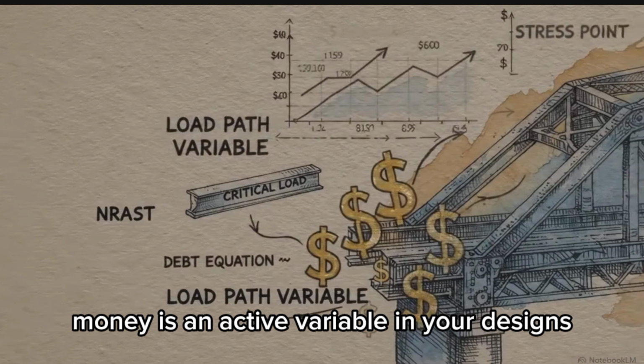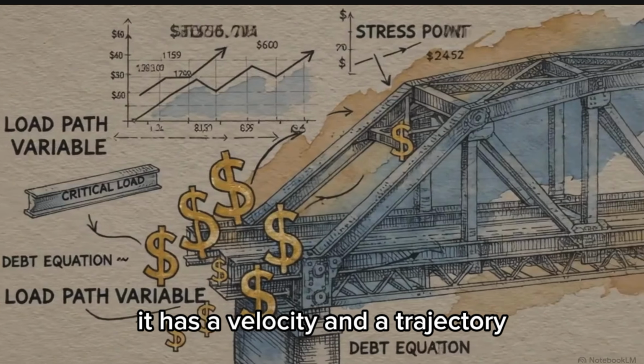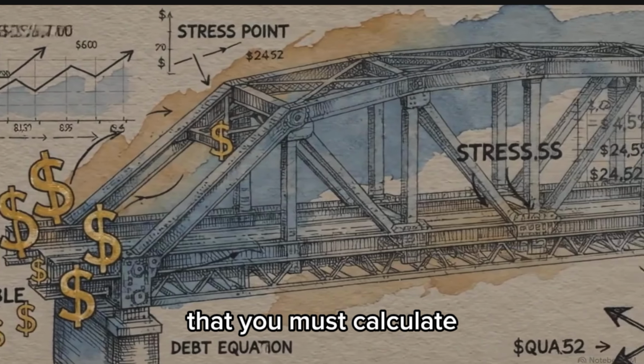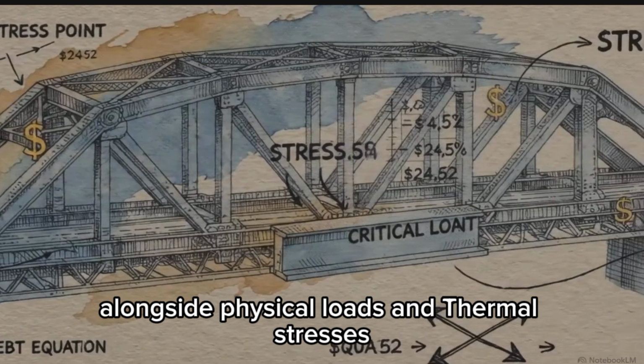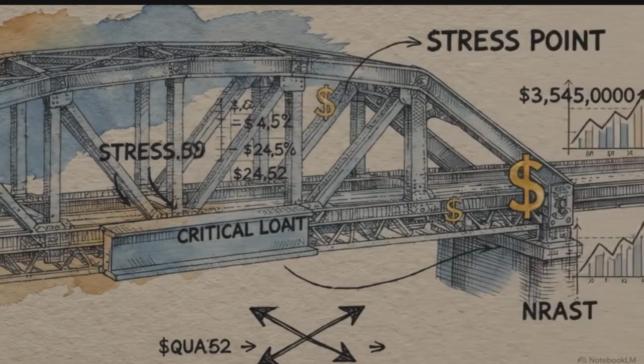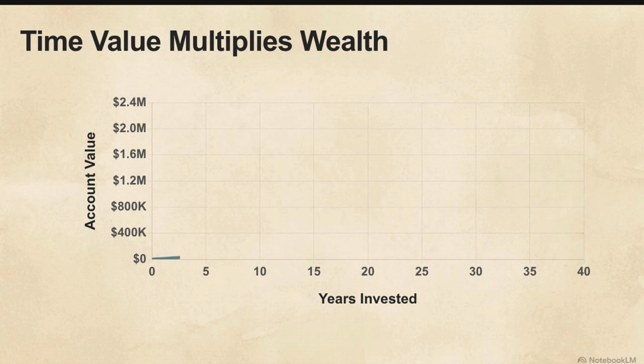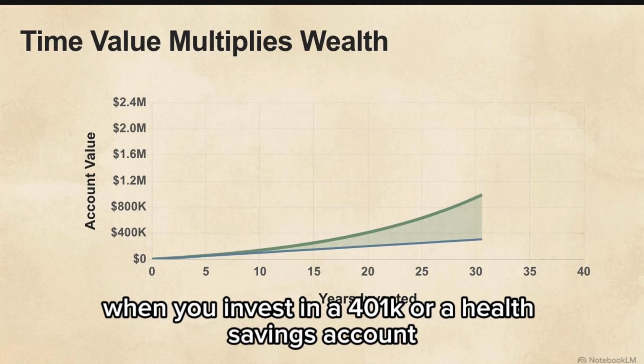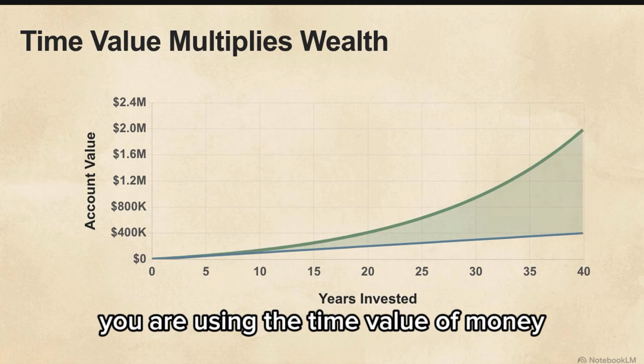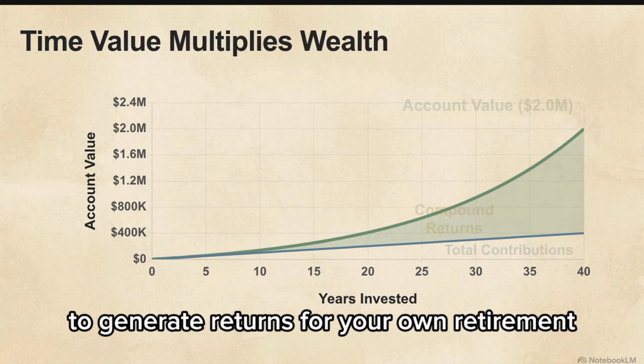Money is an active variable in your designs. It has a velocity and a trajectory that you must calculate alongside physical loads and thermal stresses. These exact same mechanics also govern your personal finances. When you invest in a 401k or a health savings account, you are using the time value of money to generate returns for your own retirement.